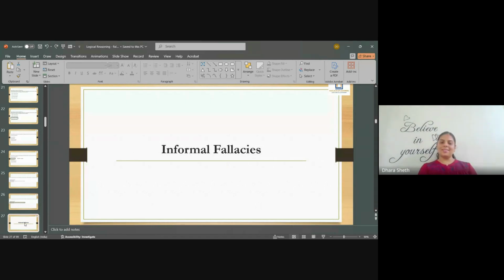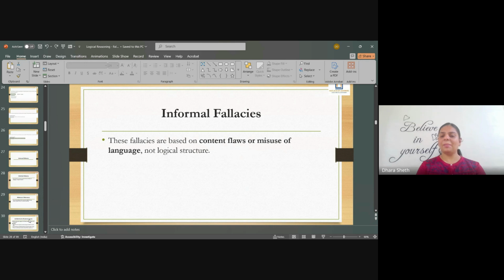Now, the next topic is informal fallacies. Informal fallacies are when the problem is not with the structure, but with the way the reasoning is done. They are based on content flaws or misuse of language, not logical structure.